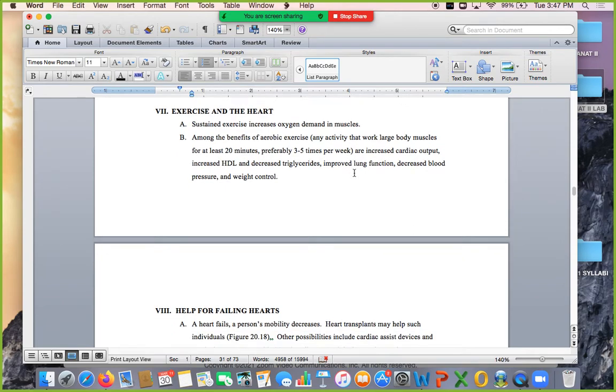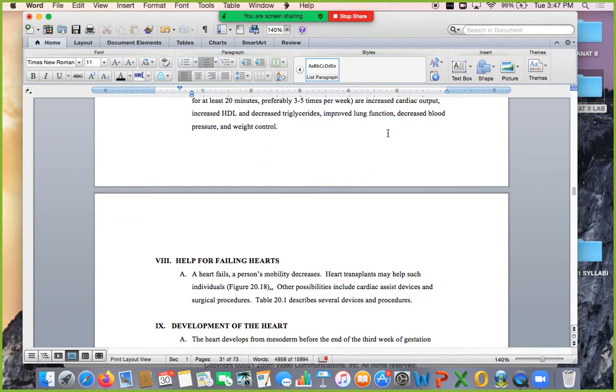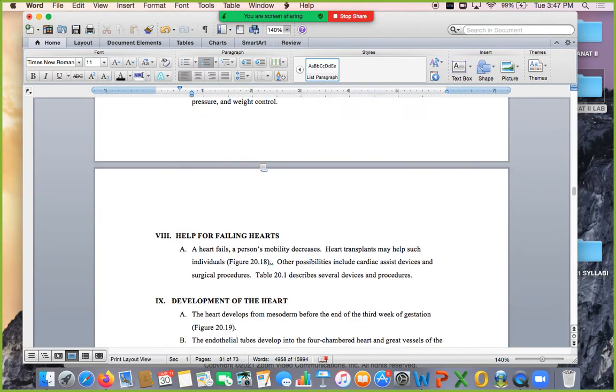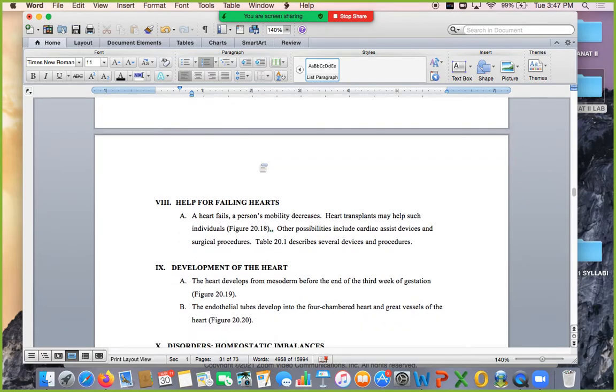We talked about exercise being really important for the heart, and that it's going to help increase oxygen demand in the muscles, which is going to increase the pressure on the heart, because the heart's going to then have to circulate the blood a little bit faster. So to get a better increased cardiac output, you want to engage in aerobic activity at least 3 times a week for about 20 minutes to help improve your lung function, decrease your blood pressure, and help keep your weight under control.